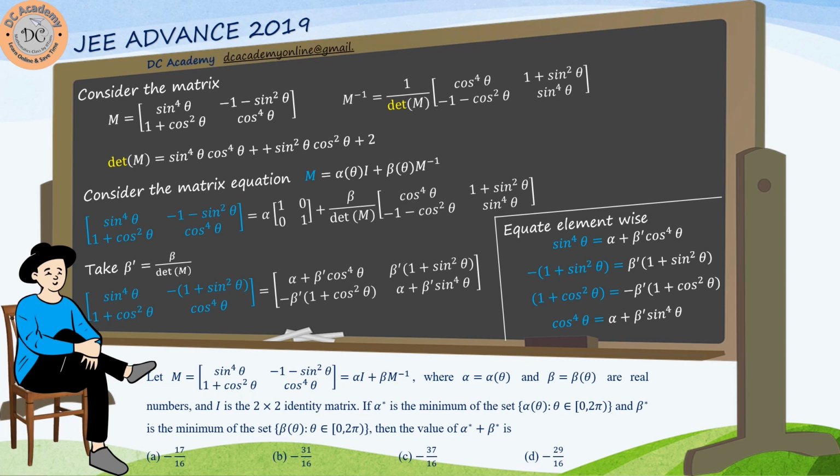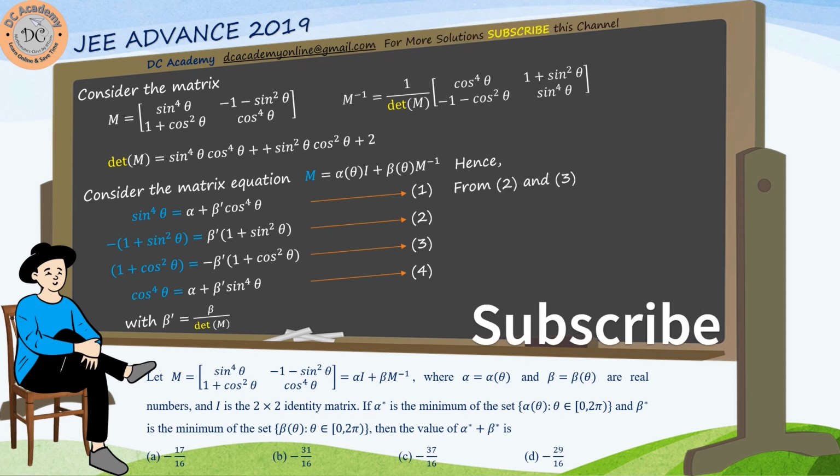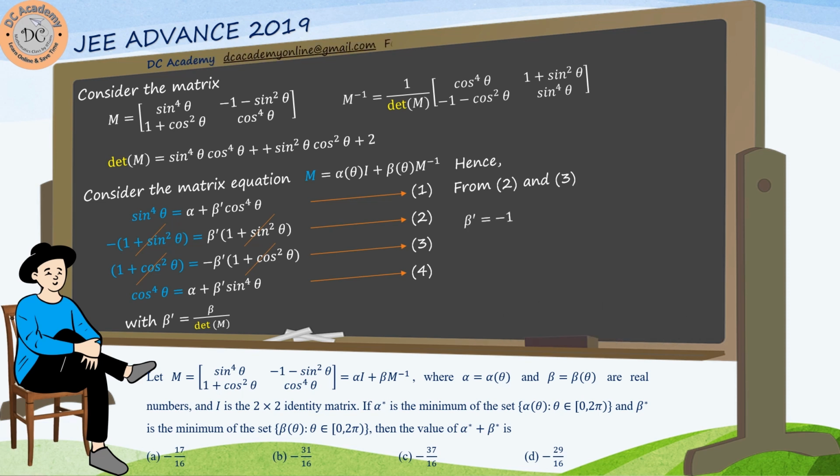If I equate them, we get these 4 equations, where beta dash is beta by determinant of M. We name them equations 1, 2, 3, 4. Now notice that from equations 2 and 3, 1 plus sin^2 is cancelled and 1 plus cos^2 is cancelled from both sides. So therefore, beta dash will be equal to -1. What is beta dash? It is beta by determinant of M. So therefore, beta is equal to minus determinant of M. That's the first observation.